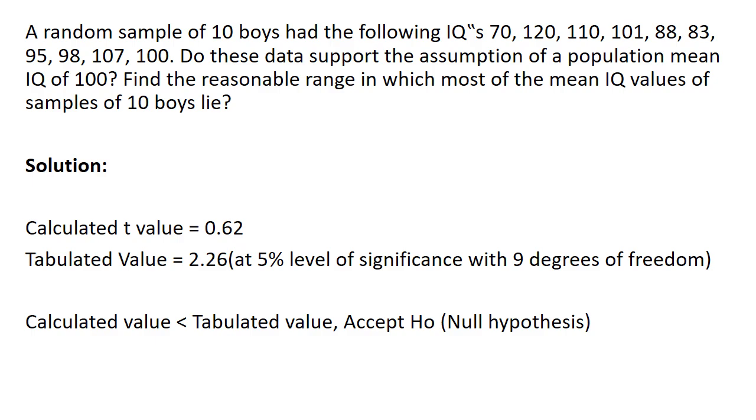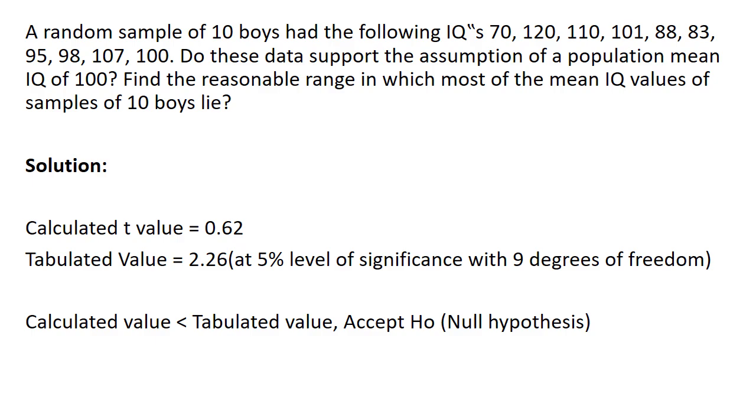A random sample of 10 boys had the following IQs: 70, 120, 110, 101, 88, 83, 95, 98, 107, and 100. Do these data support the assumption of a population mean IQ of 100? Find the reasonable range in which most of the mean IQ values of samples of 10 boys lie.